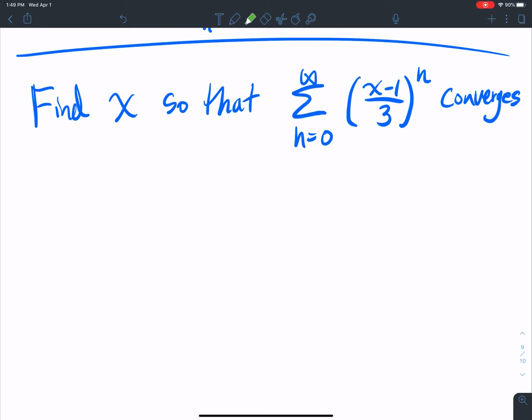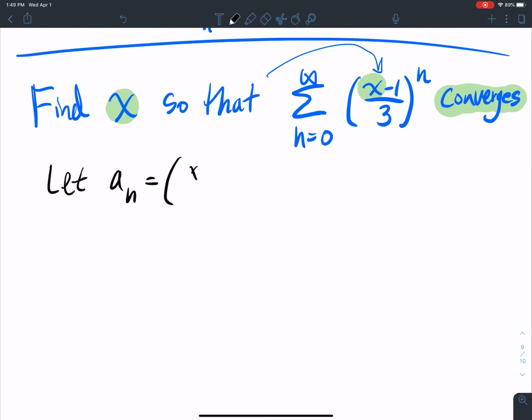Now, what is different? We have introduced the variable x. We want to find all the x values for which this series converges. So in a way, we've turned our infinite series into potentially a function of x. Okay, so in terms of x, what values of x produce a series that converges?